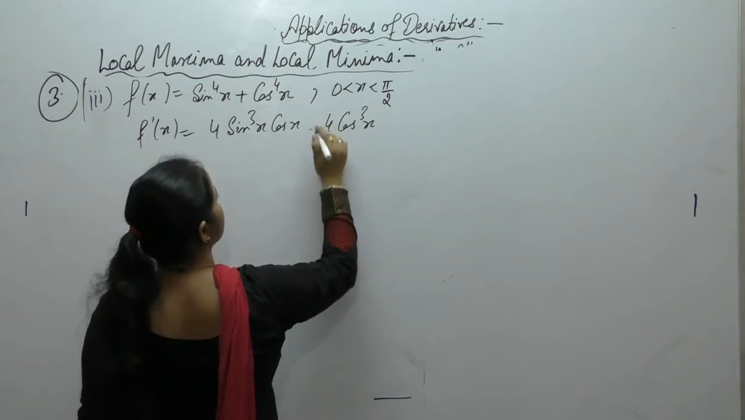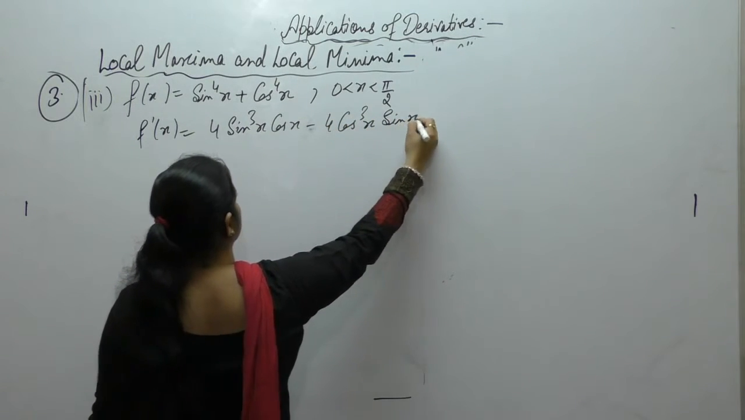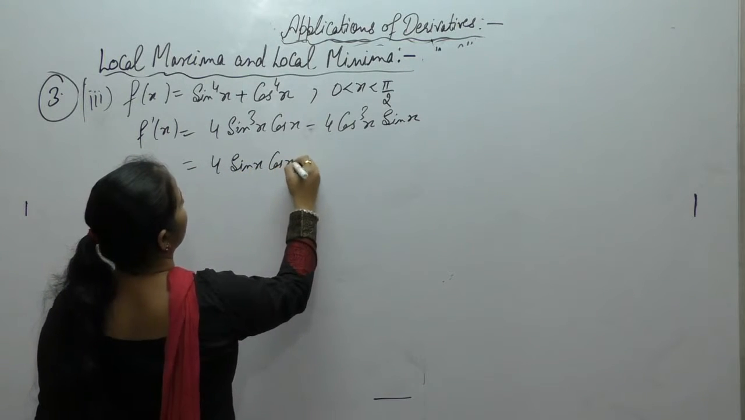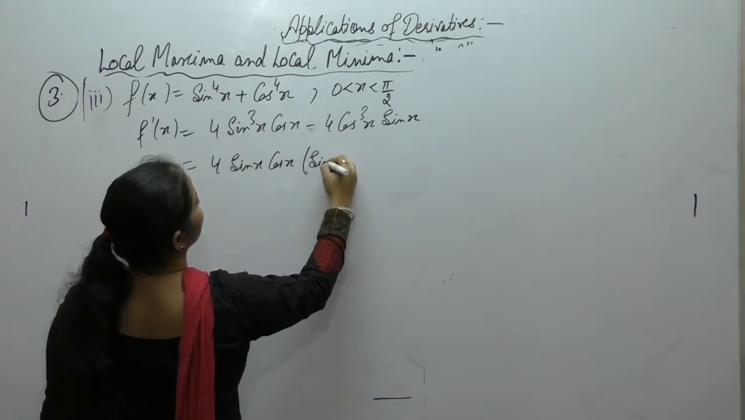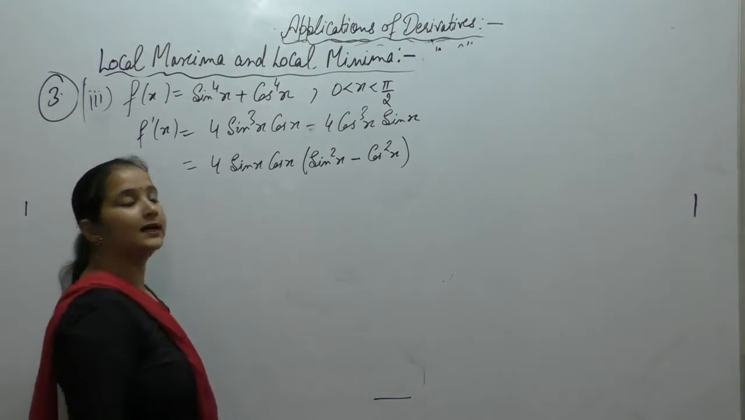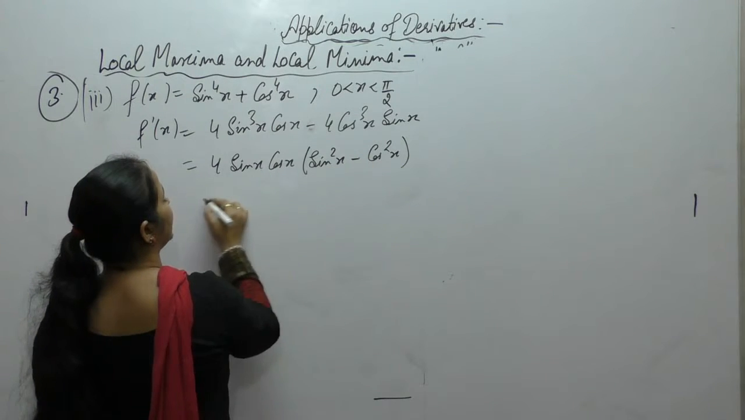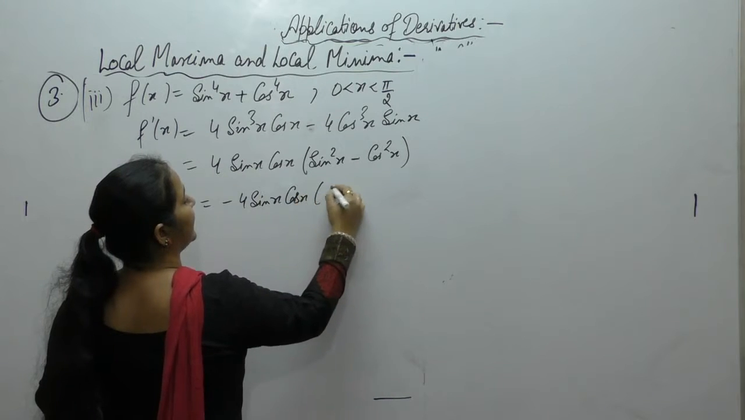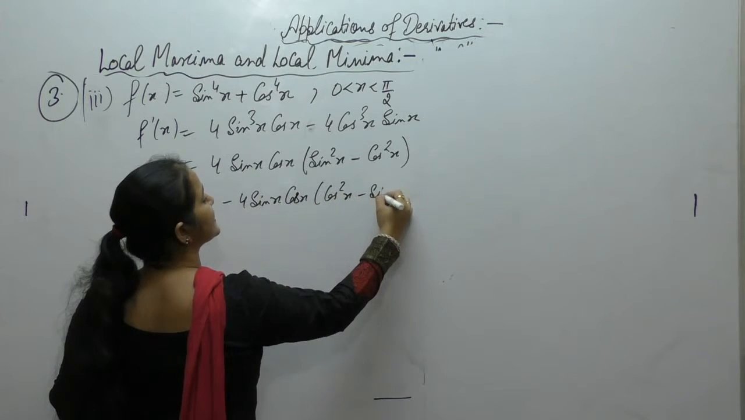Derivative of cos⁴x is minus 4 cos³x sin x. Take 4 sin x cos x common. Here we are left with sin²x minus cos²x. Take the negative sign common from here. Then cos²x minus sin²x.